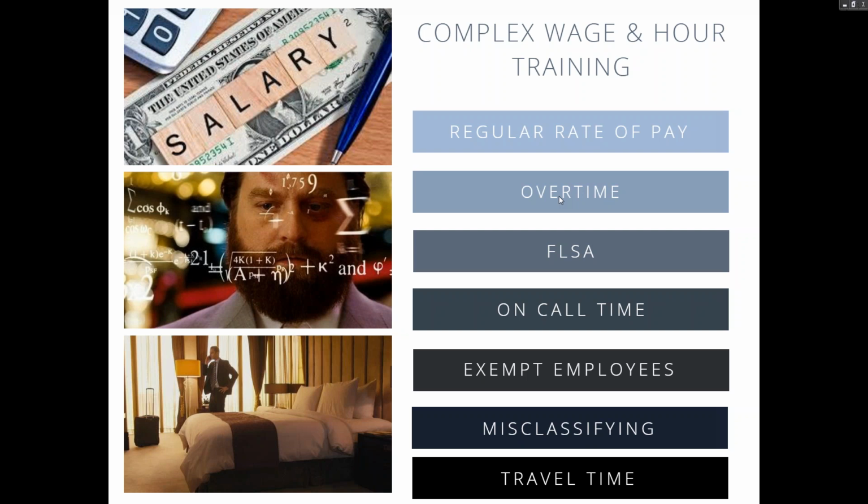We're going to talk about a bunch of issues beyond those listed here. We're going to talk about on-call time for sure, but we're going to talk about interns, and we're going to talk about travel time, and we're going to talk about waiting time and donning and doffing. So we're going to hit a lot of different topics.